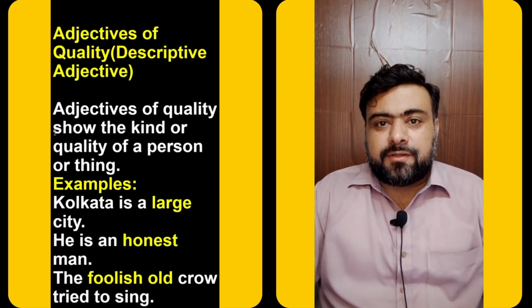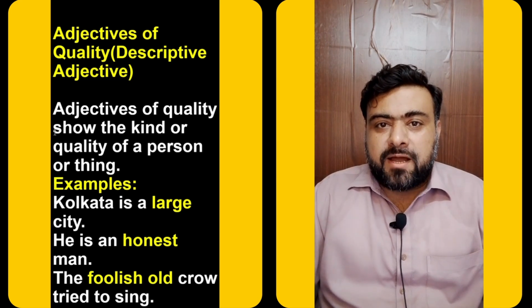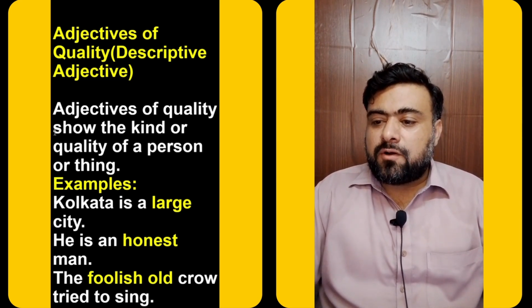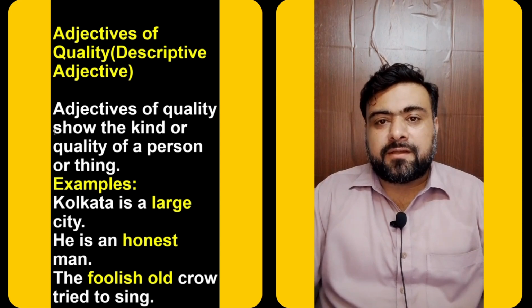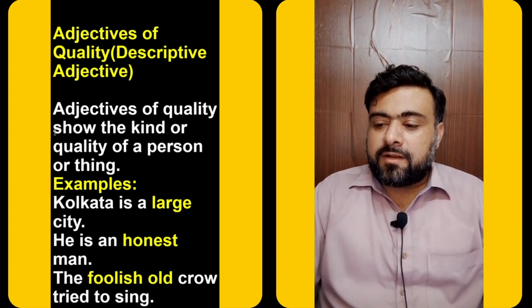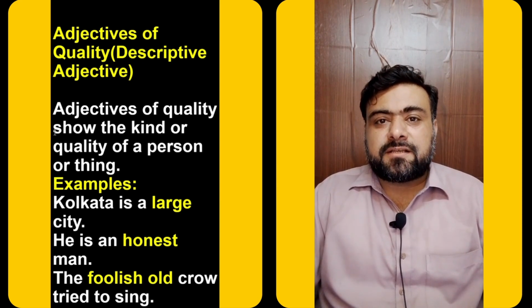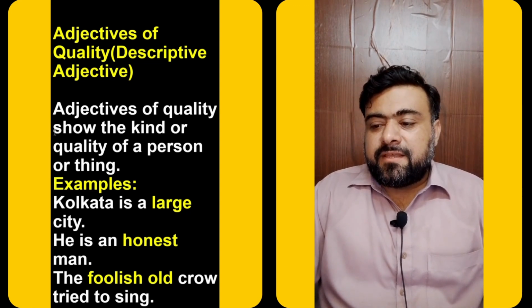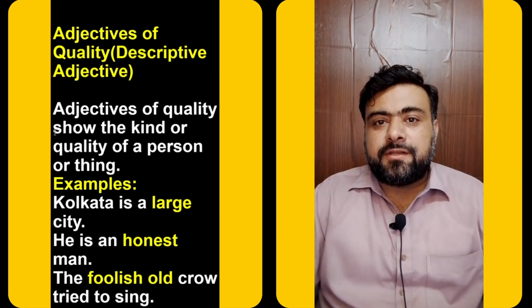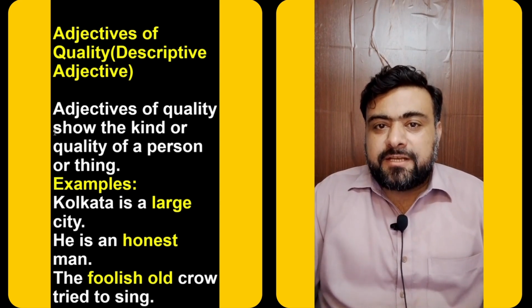Adjectives of quality, those adjectives that describe nouns. Adjectives of quality show the kind or quality of a person or a thing. The adjective of quality shows us the kind, the type of that noun or the quality of that noun. For example, Kolkata is a large city. In this sentence, the adjective large has been used to tell us the quality of the noun city.